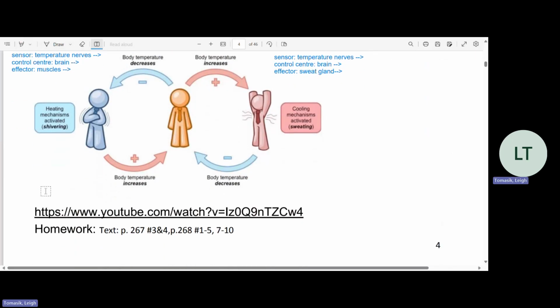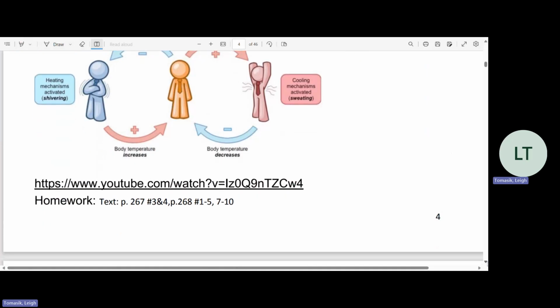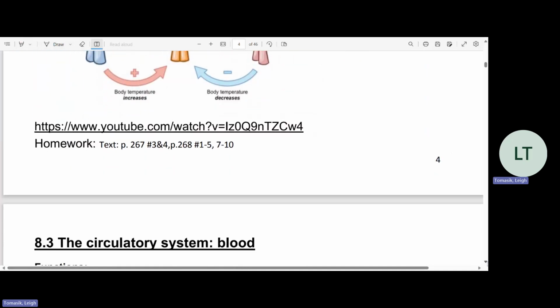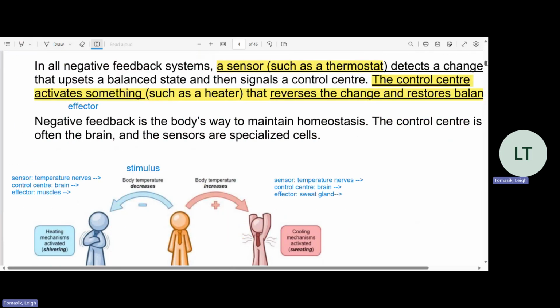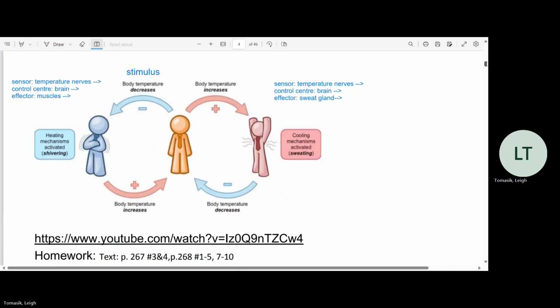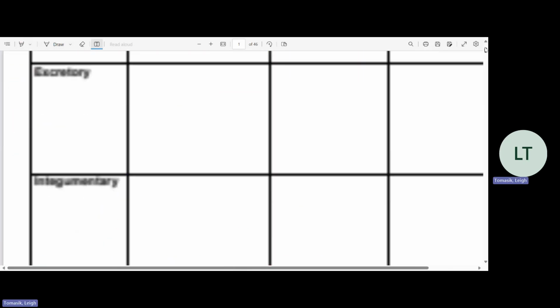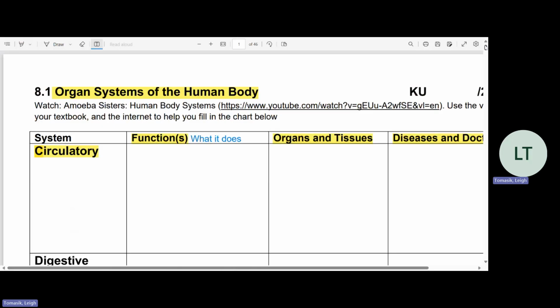There's a video to post on negative feedback systems. I know it says the homework is part of the textbook. I need to delete that because we don't have a textbook in this course. I will post some homework for you on negative feedback if you want to do it. But you still have this big assignment here to do. So I probably won't post very much homework.